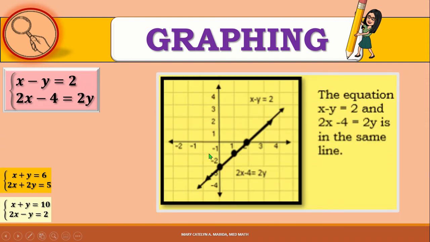for the line 2x minus 4 is equal to 2y. Graphing them, we have these two equations in the same line, or they are coinciding, which means that they have infinitely many solutions. All the points belonging to those lines are solutions to the system.